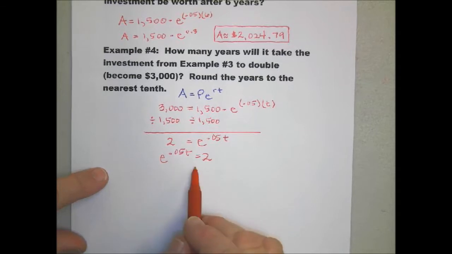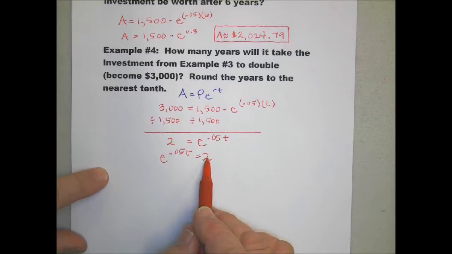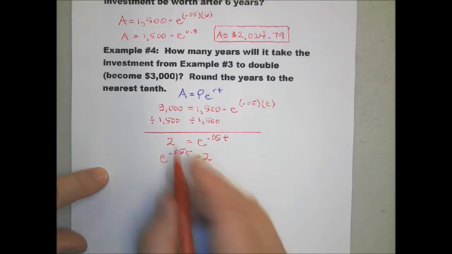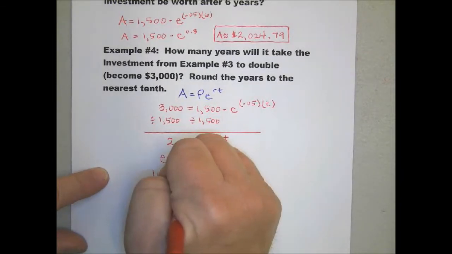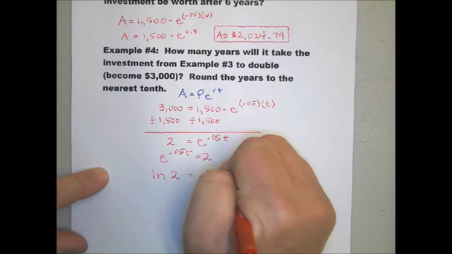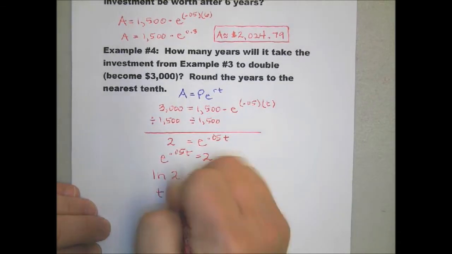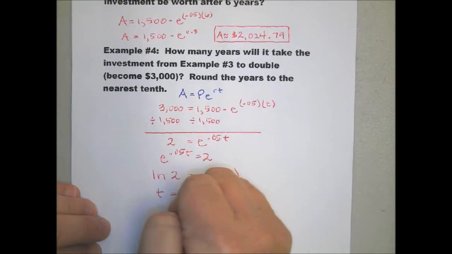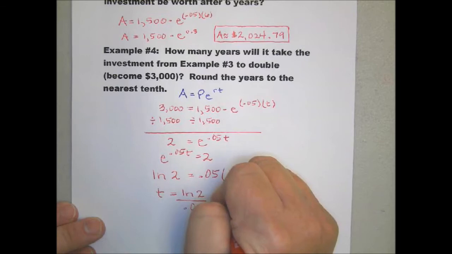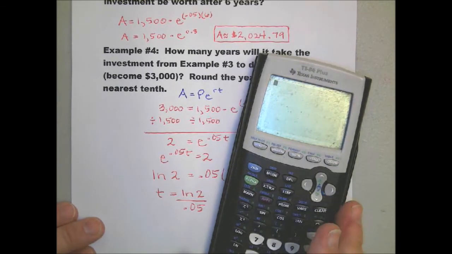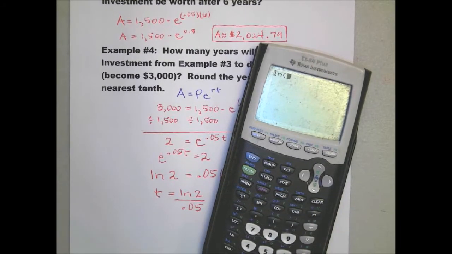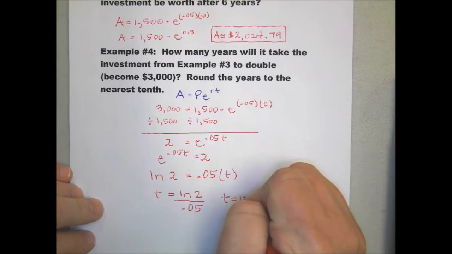Now, I'm going to go from exponential form into log form. But this time, since my base is e, what it's going to turn into is the natural log. So the natural log of 2 equals 0.05 times t. Now all I have to do to get t by itself is divide both sides by 0.05. So t equals the natural log of 2 over 0.05. This is going to be rather easy to do on the calculator because we're just going to use the natural log key. So the first thing we're going to hit is natural log. We're going to take the natural log of 2 and divide it by 0.05. And there's your answer. We want the answer rounded to the nearest tenth, so 13.9. t is approximately 13.9 years.